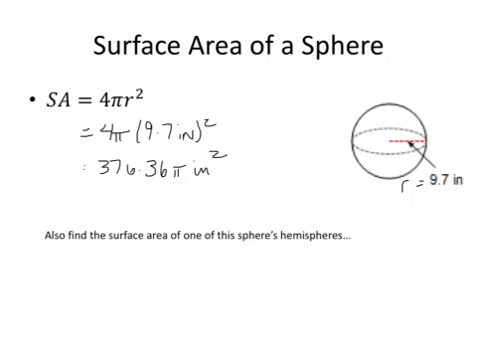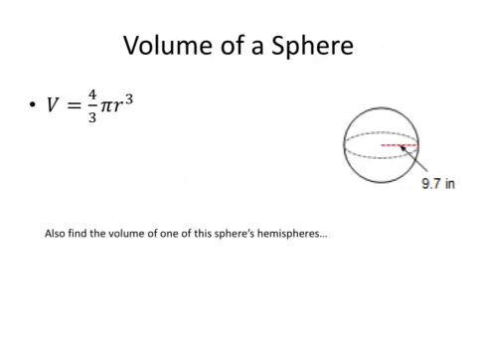If we wanted the surface area of one of the sphere's hemispheres, we would just divide that in half. So the surface area of a hemisphere would be 2 pi r squared. And so half of that surface area would be 188.18 pi inches squared.